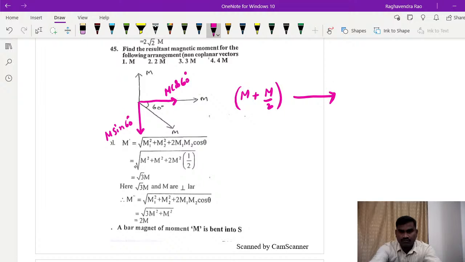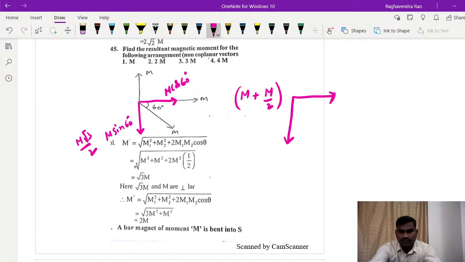Now this is M sin 60. M sin 60 is nothing but M into root 3 by 2. It is acting in this direction. This M is acting in the upward direction. That means the resultant in this direction, that means this is M, this is root 3 M by 2, the resultant will be in the downward direction.